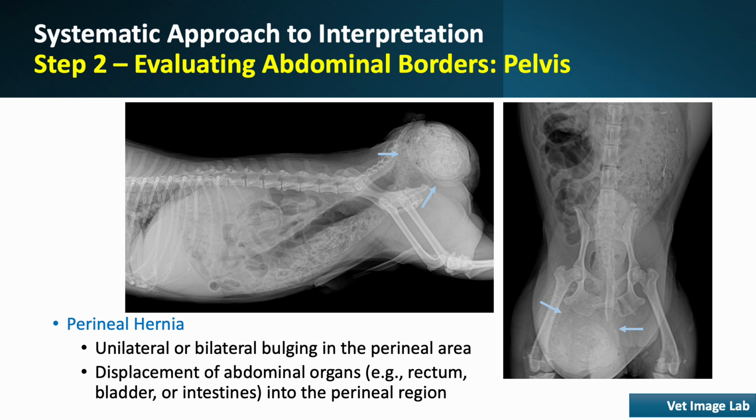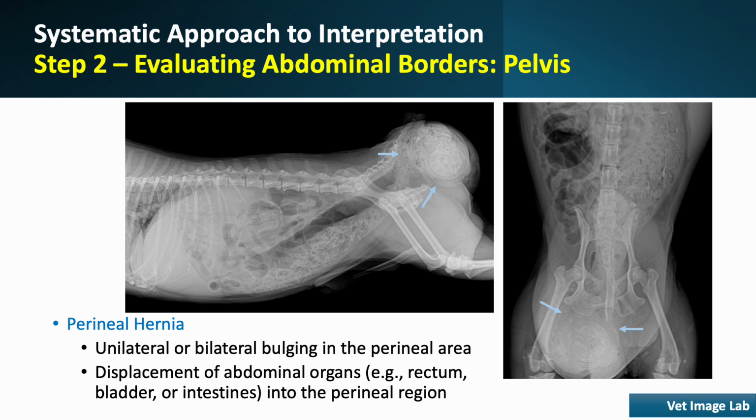Perineal hernias occur when the pelvic diaphragm muscles weaken, allowing abdominal contents such as the rectum, bladder, or intestines to herniate into the perineal region. This condition is most commonly seen in older, intact male dogs due to hormone-related muscle atrophy.